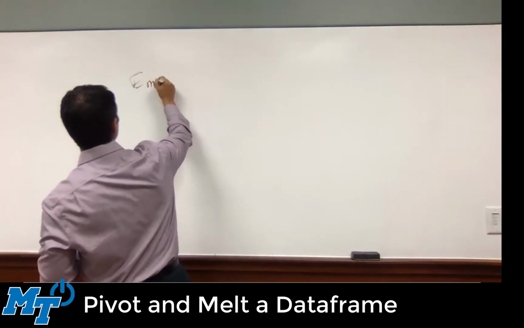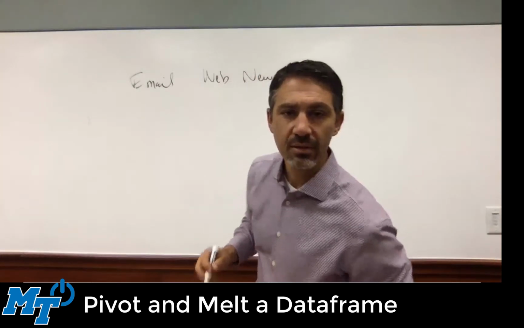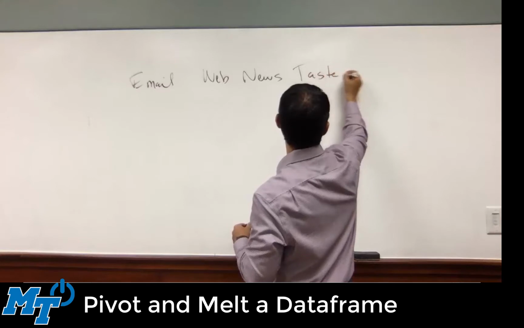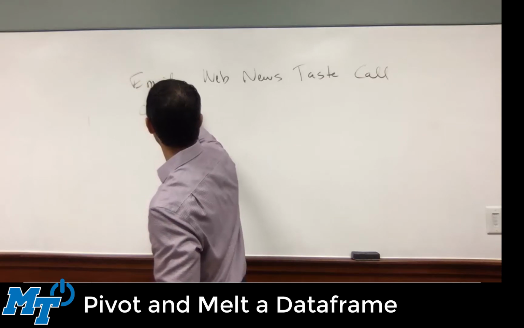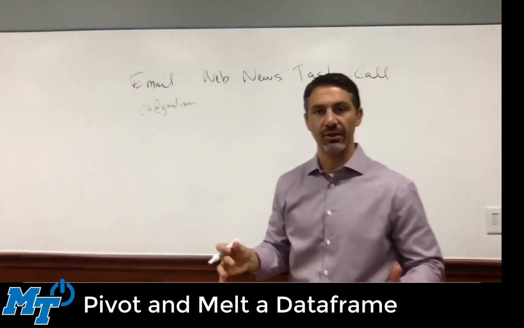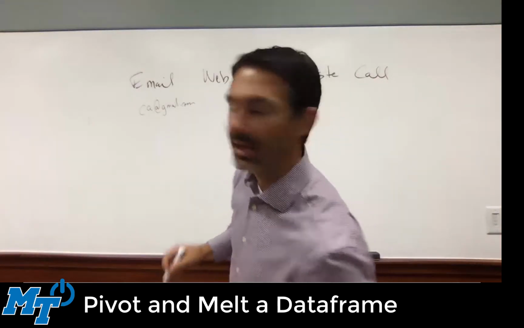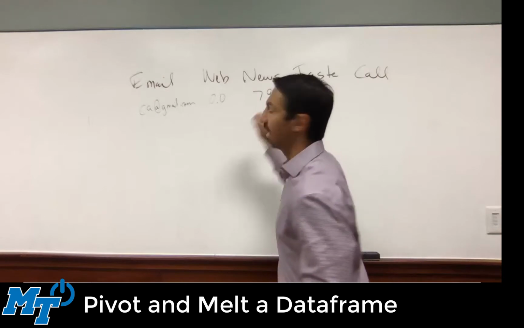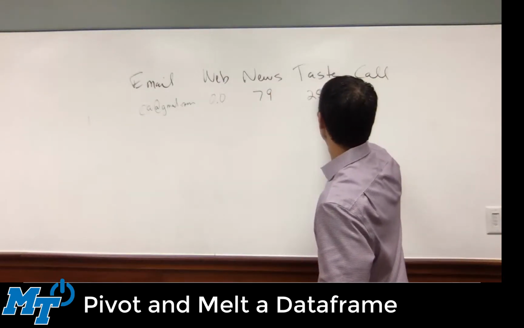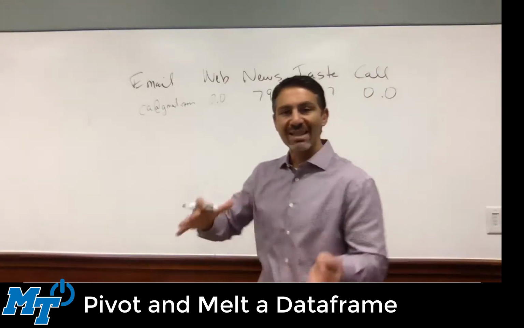Obviously we have email, and then we have web, news, taste, and call. Then we'll have one person in particular. If we just had numbers here, I can use the ones we've got there, which is 0.0 for the first person, 79, 257, and I'm going to keep it with that number, so 0.0. So that's what one row looks like.